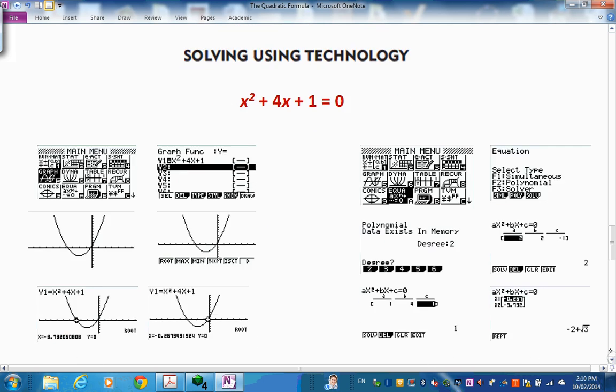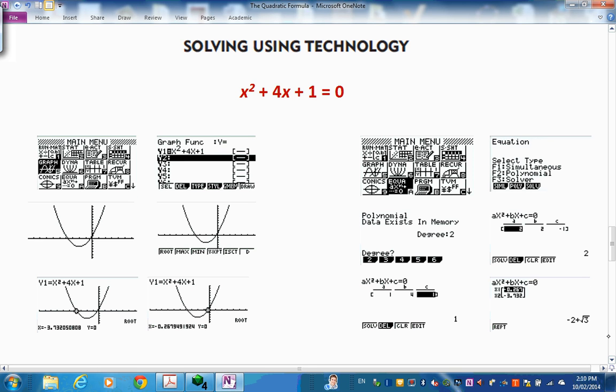Here it is, this is what you wanted. Solve using technology. So here's one we know doesn't factorise. If you're allowed to use technology, there are two ways of doing it. Let's come over here. The first way is a graph way. So choose graph on the calculator and enter the graph, push execute, here it is. So what do we want? We want where it cuts the x-axis.